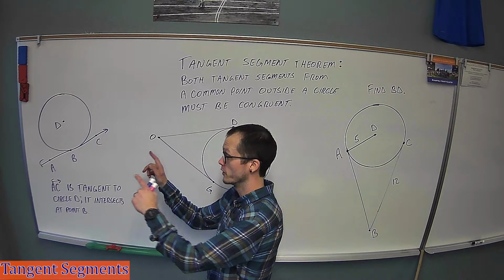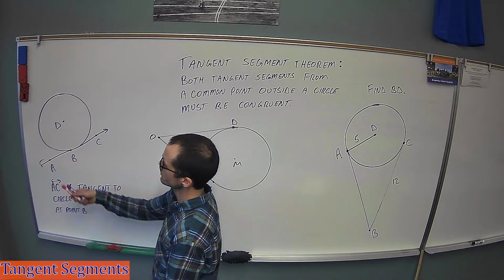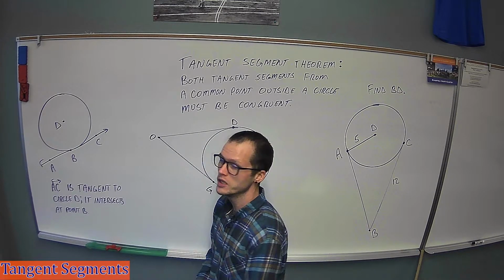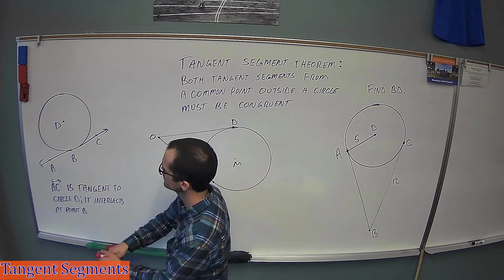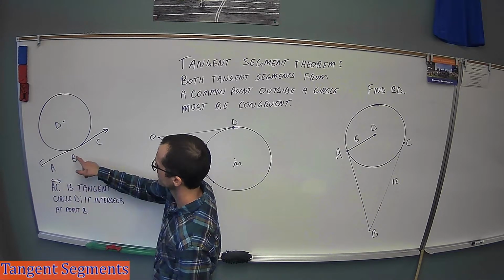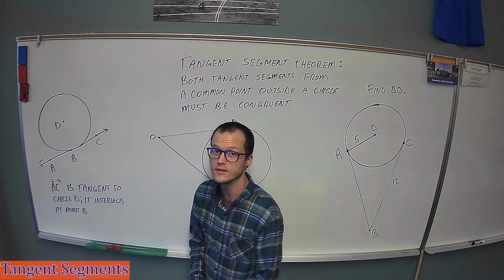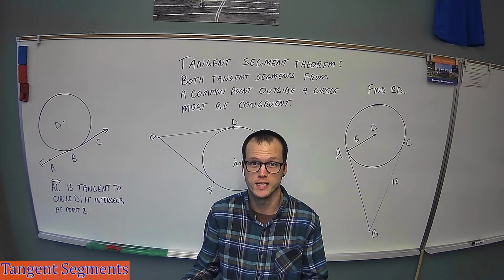Quick reminder, this is what a tangent line is. A tangent line is a line outside of a circle that touches the circle once and only once. So in this case, line AC is tangent to circle D and intersects right here at point B. So we're using the idea of a tangent line as we explore tangent segments.